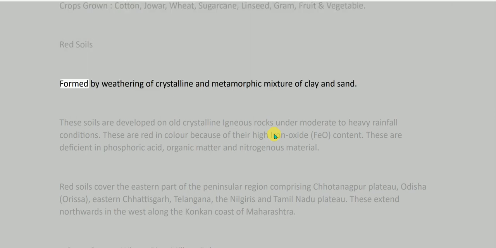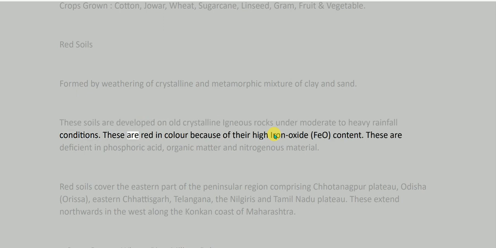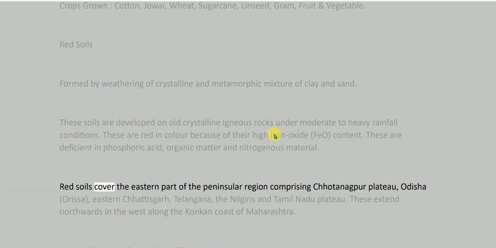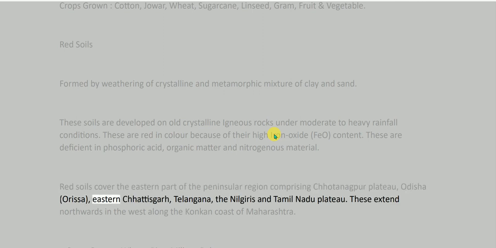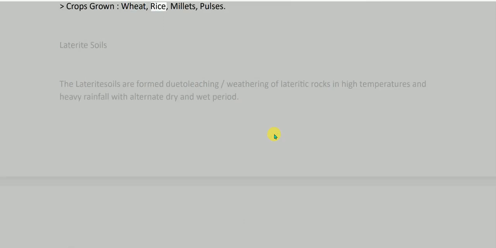Red soils are formed by weathering of crystalline and metamorphic rocks, a mixture of clay and sand. These soils are developed on old crystalline igneous rocks under moderate to heavy rainfall conditions. These are red in color because of their high iron oxide, FeO, content. These are deficient in phosphoric acid, organic matter and nitrogenous material. Red soils cover the eastern part of the peninsular region comprising Chotanagpur Plateau, Odisha, eastern Chhattisgarh, Telangana, the Nilgiris and Tamil Nadu Plateau. These extend northwards in the west along the Konkan coast of Maharashtra. Crops grown: wheat, rice, millets, pulses.